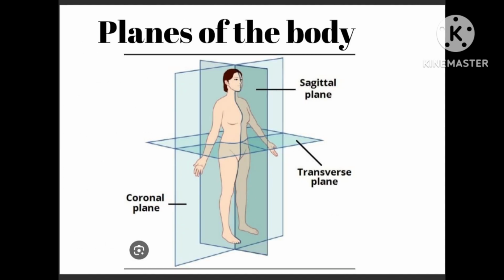Next, planes of the body. There are three planes of the body. Coronal or frontal plane separates the front and back of the body. Sagittal or longitudinal plane separates the left and right side of the body. Transverse or axial plane separates the upper and lower half of the body.